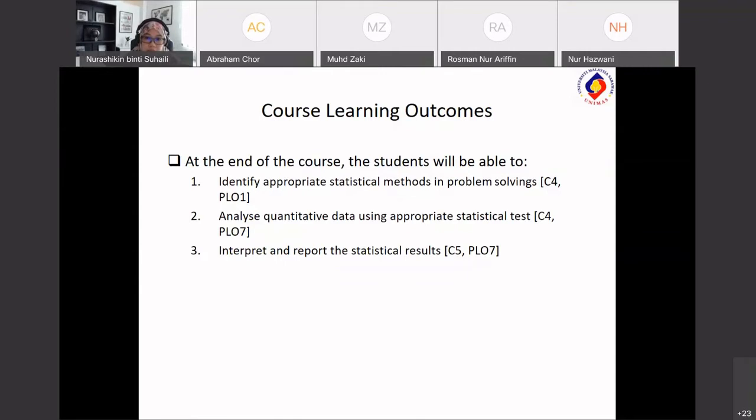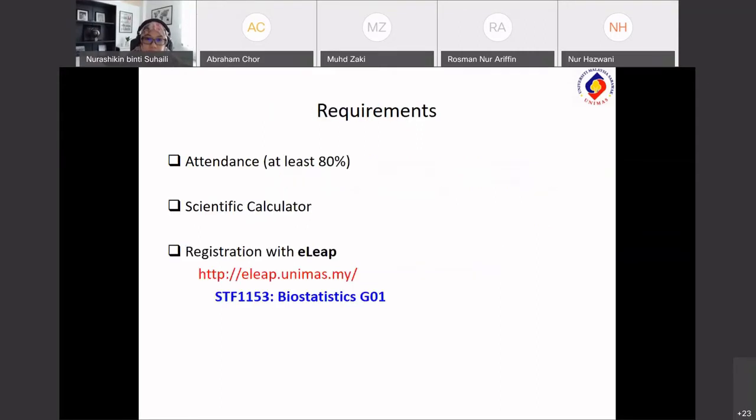And then you are expected also to analyze quantitative data using appropriate statistical tests, interpret and report the statistical results. Okay, that's the most important part. Because when we deal with your data later on, you also have to interpret and report it. How are you going to present the results? How are you going to interpret it? So it needs some basics in statistics in order to interpret and analyze the data. Okay, so that's the course learning outcome.